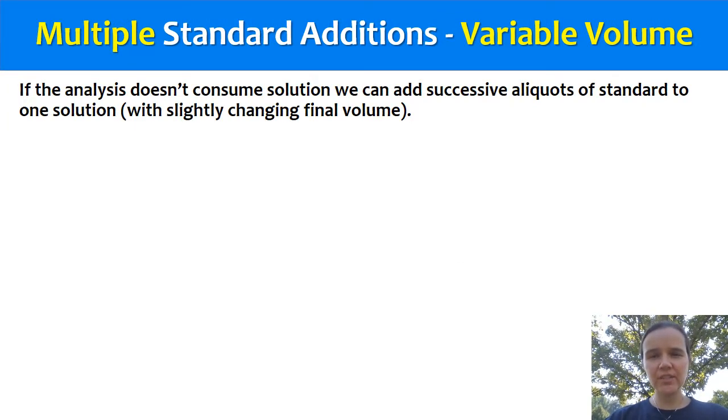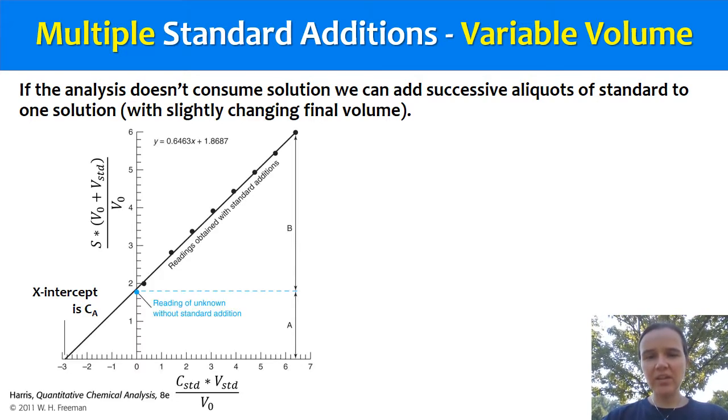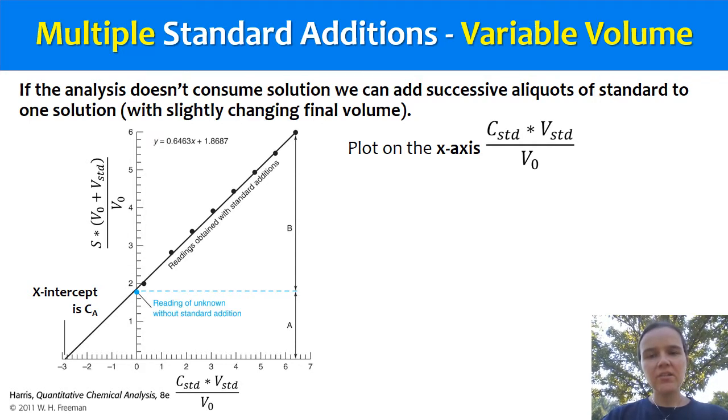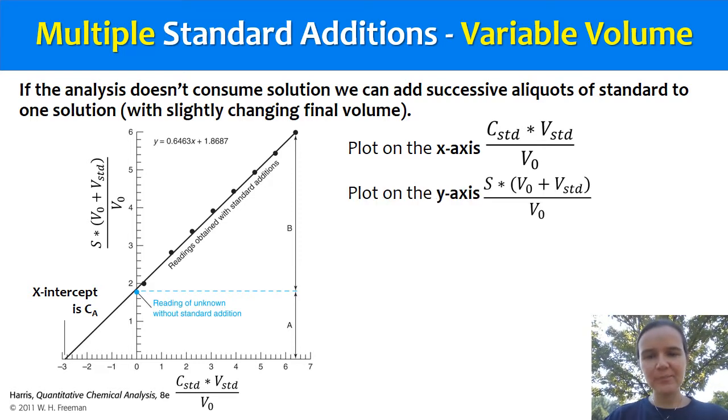For multiple standard additions with variable volume, you're going to keep spiking it with that same amount of standard multiple times and keep reading that measurement. What you're going to do next is to make a plot, and the plot will look at first glance like a calibration curve. The only difference is that your x-axis and your y-axis will be different. So on the x-axis, you do the concentration of the standard times the volume of standard divided by the original volume of the sample. So as your volume of standard increases, you're going to be moving that over on your x-axis. The y-axis is the measured signal, S, and you again have to deal with dilution here.